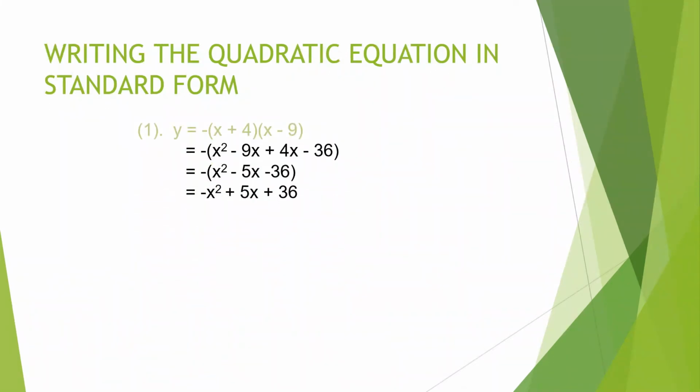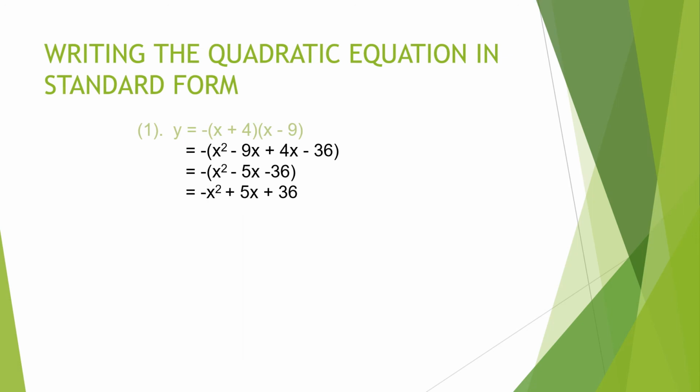Let us write the quadratic function in standard form. Example, y equals negative times the quantity of x plus 4 times the quantity of x minus 9. This time, we're going to simplify the right member of the equation. Multiply x by x, multiply x by negative 9, multiply 4 by x, so it becomes negative times the quantity of x squared minus 9x plus 4x minus 36.